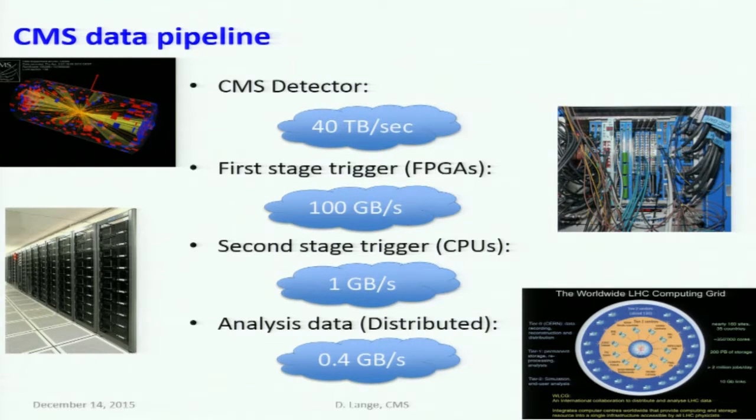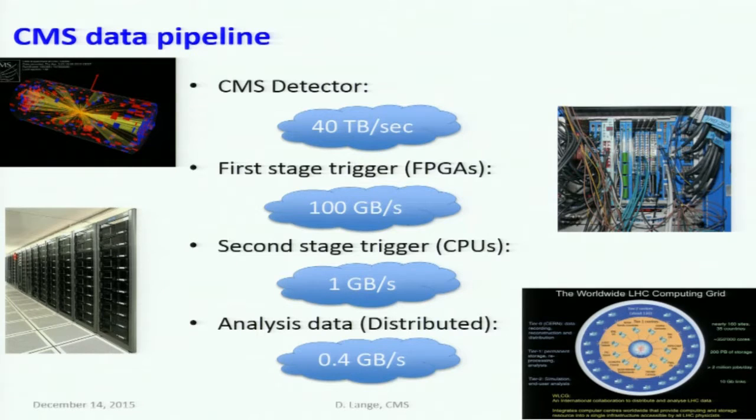Then the second stage is, as I said, CPUs. There's essentially a big farm sitting next to our experiment. The output of that is about 1 gigabyte per second. That's the data stream that we end up analyzing in our offline computing facilities, where I work. There's a bit of processing that happens, and then what the analysts actually end up using is about 50% of that, about 0.4 gigabytes per second. Of course, one analysis does not use the entire data set. They use a fraction, but you end up having hundreds of analyses going on at any one time.